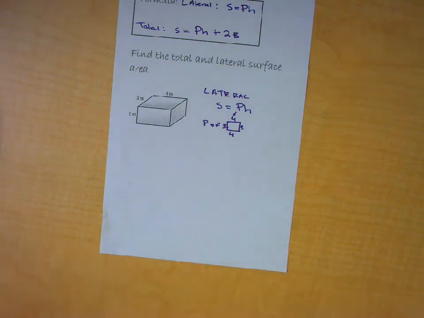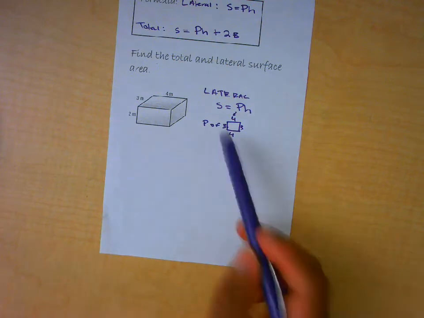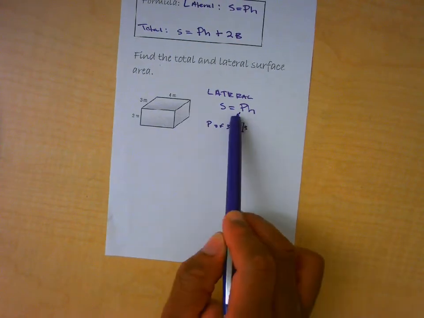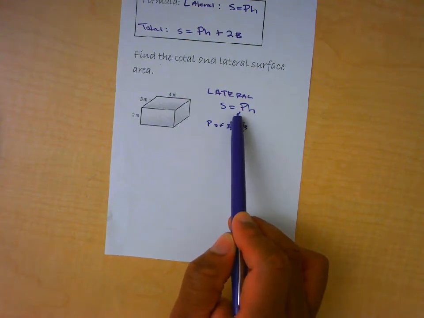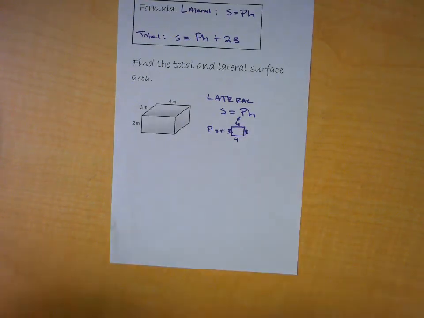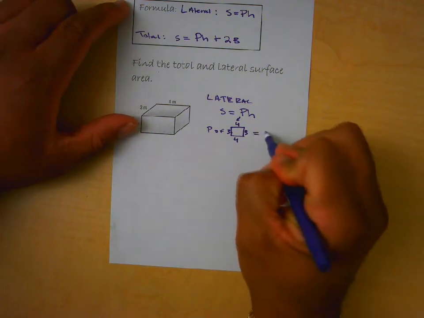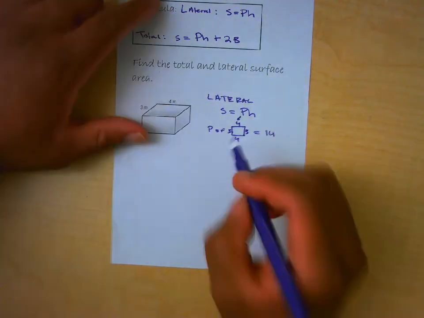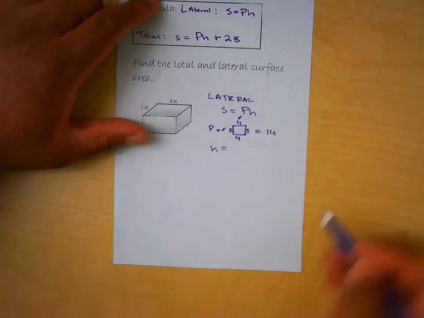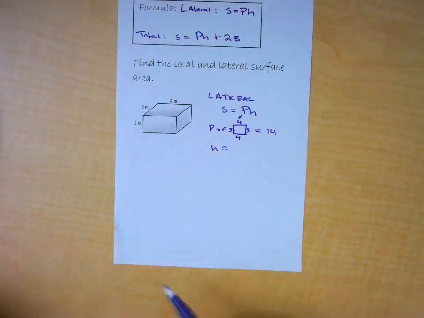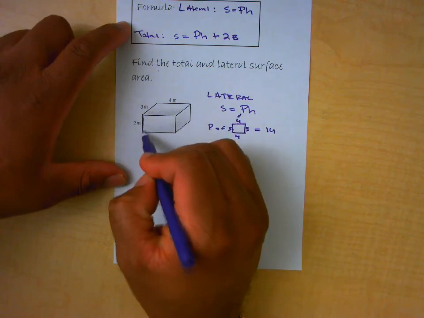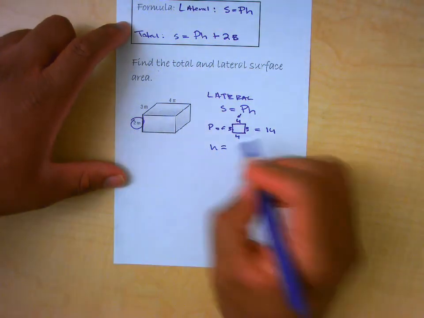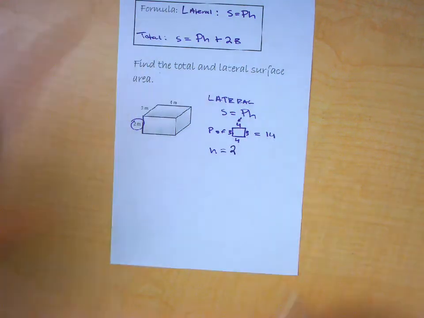Okay. So 3 and 3 is 6 plus 4 is 10 plus 4 is 14. So the perimeter equals 14. All right, and then the next thing is the height. The height is what? The height of the entire prism is 2. And I like to circle that third number. That tells us right away that that is the height of 2.